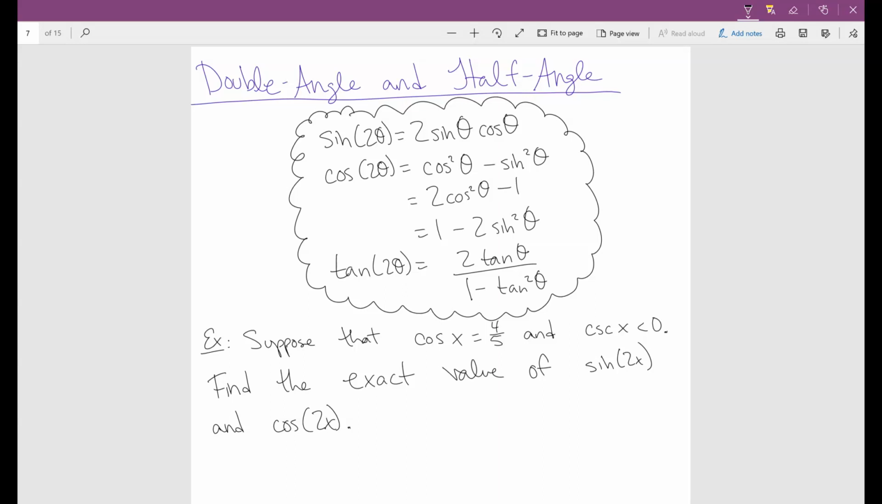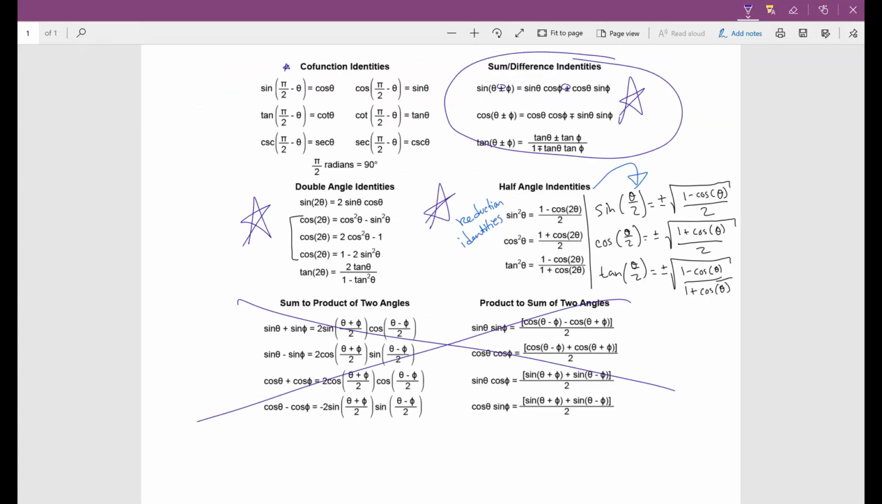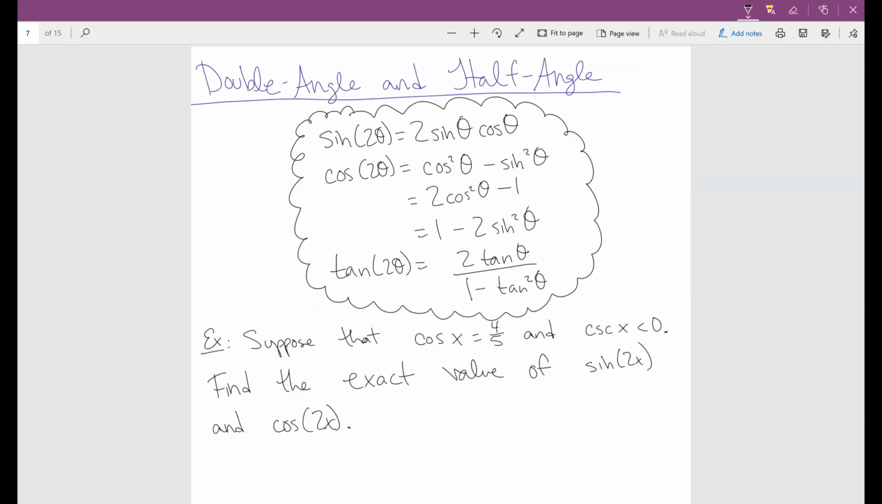Here we will be talking about the double angle and half angle identities. So here, let's first start off with the double angle. So here are the formulas that were given to you. I basically copy pasted them from this guy. And now we're going to go ahead and do a problem.